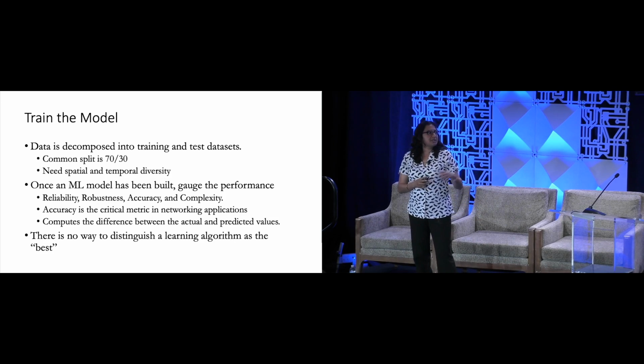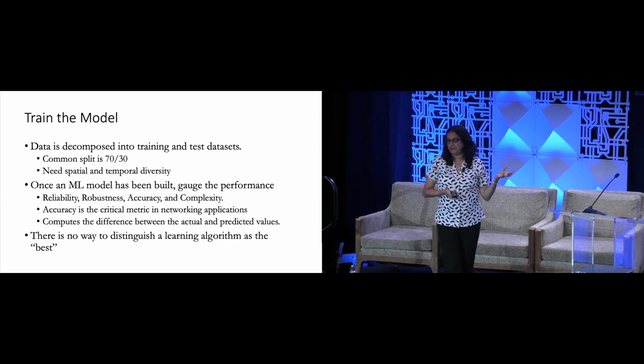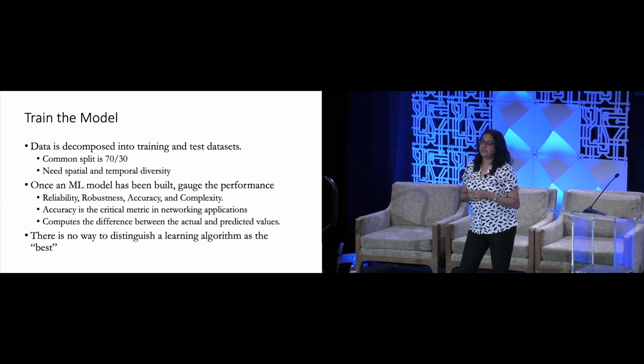So the next part is training the model. There's nothing really specific about it. This is a common 70-30 split. So 70% of the data is used for training the model and 30% is used for testing.